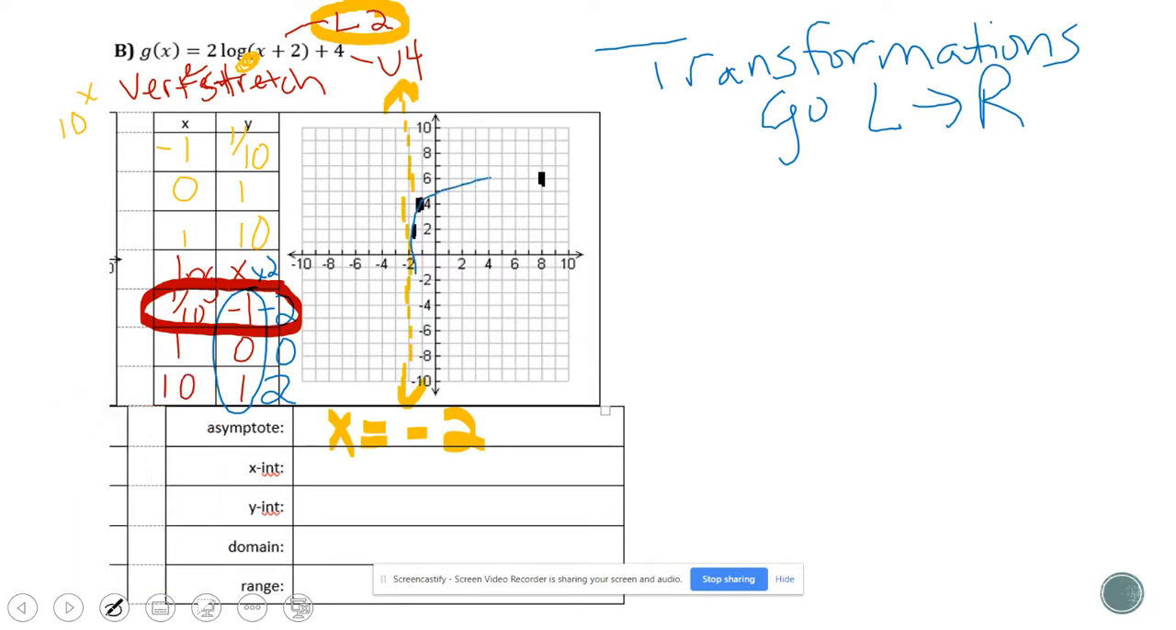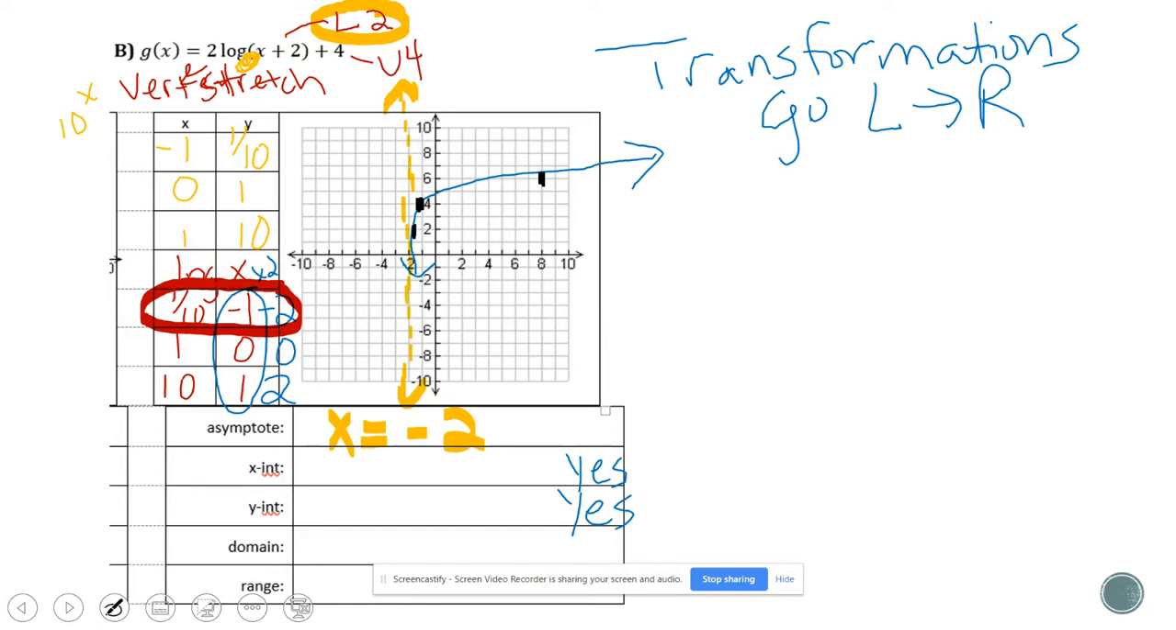That makes our graph look like this. So again, we will have an x-intercept. We'll talk about this in class. We will have a y-intercept this time because we moved to the left, and we'll talk about finding that in class.